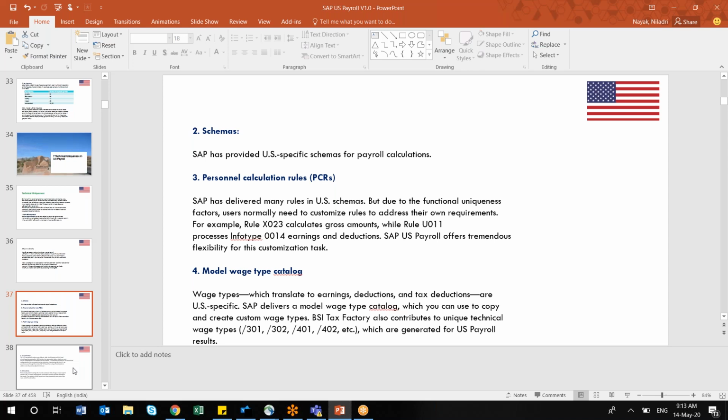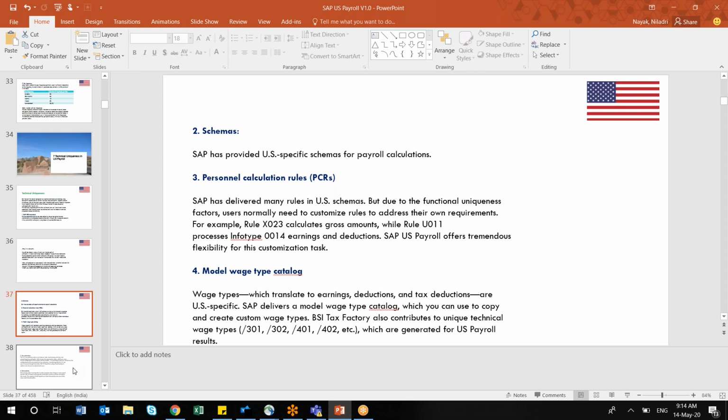Okay, so there is tremendous flexibility in US payroll for this kind of customization task. But one thing you have to understand, there is a myth here. People think that if you are moving to EC payroll, they do not have an option to change the schemas or PCRs. That is actually not a fact. The PCR schemas work independently. It has nothing to do with your Employee Central payroll. Employee Central payroll only hosts the backend payroll engine.